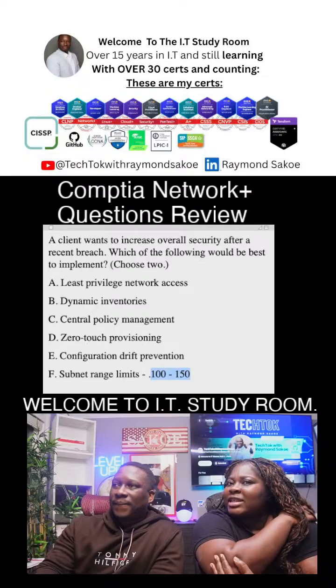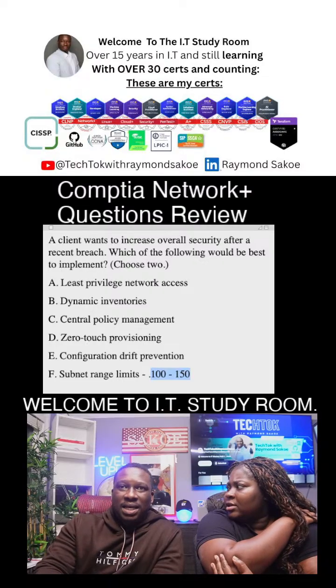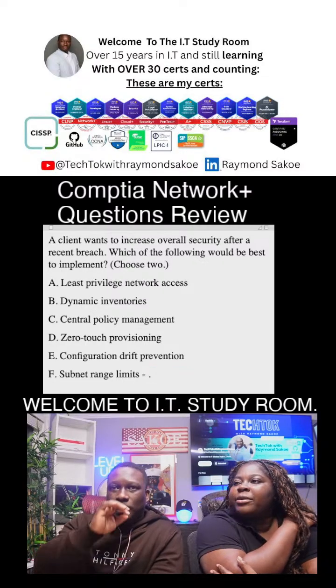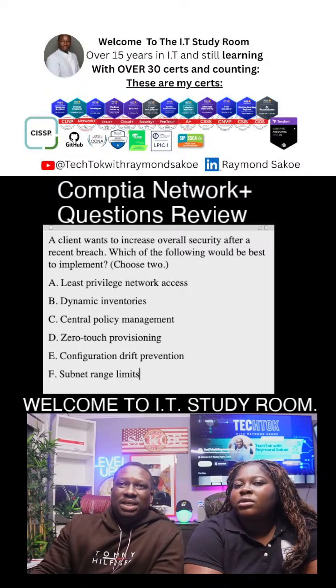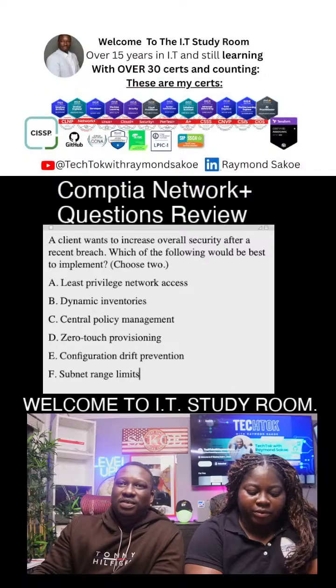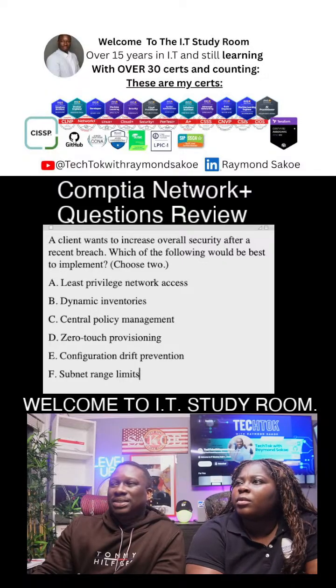The answer was A and C. Right? Yeah, A and C. Yes. So to explain the rest of the wrong answers, F is saying reducing the range of the subnet limit, right? It wouldn't improve security much.